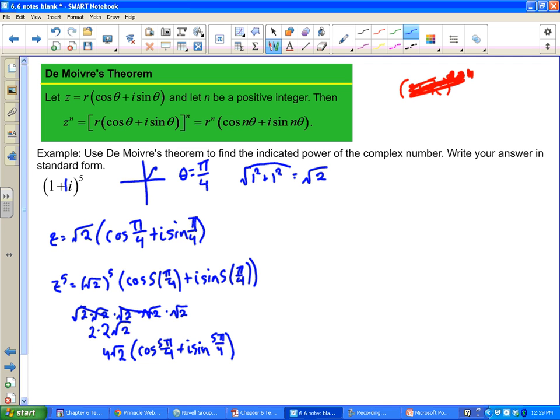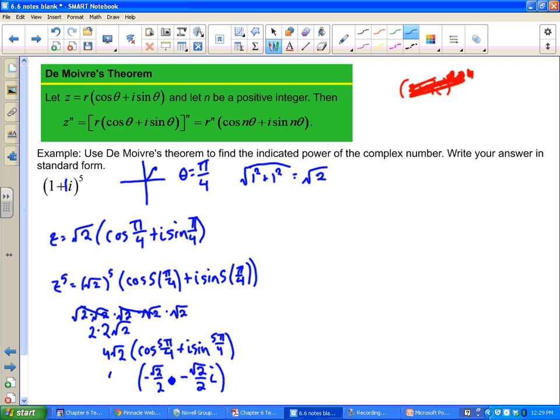And then I need to look at the unit circle, figure out what cosine of 5 pi over 4 is. That's in the third quadrant. So the cosine should be negative square root of 2 over 2. And it's in the third quadrant, so the next one will also be negative and have an i.